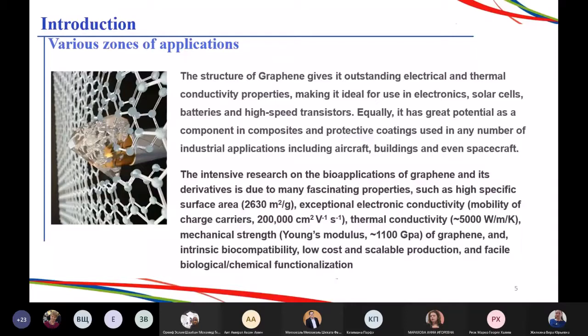The intensive research on the bio-applications of graphene and its derivatives is due to many fascinating properties, such as a high specific surface area, exceptional electronic conductivity, thermal conductivity, mechanical strength of graphene, and intrinsic biocompatibility, low cost, scalable production, and facile biological and chemical functionalization.